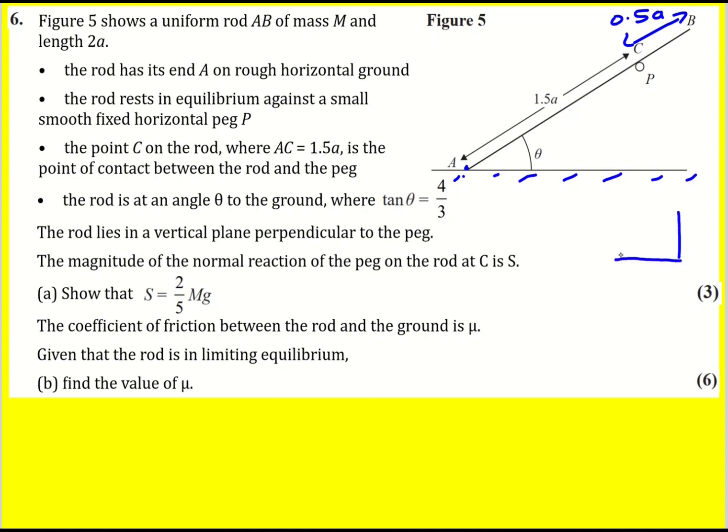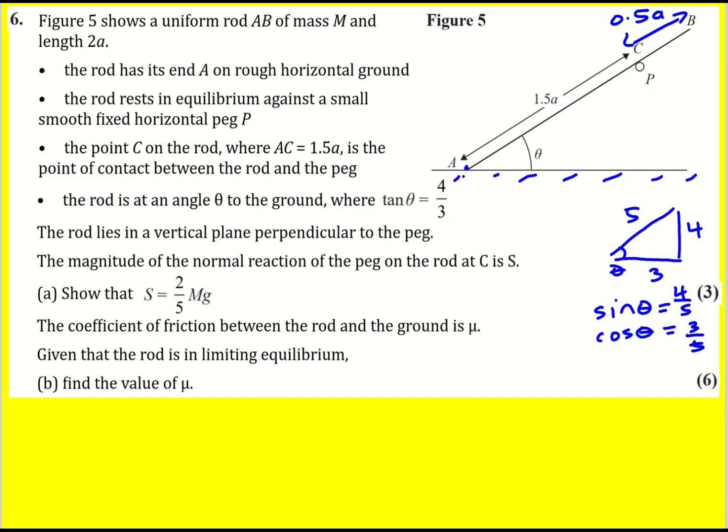In this past paper, this is the third one where we've had an angle in terms of tan and a fraction. So we've got 4/3 here. This will become a 3, 4, 5 triangle. Sine theta will be 4/5, and cos theta will be 3/5. And the magnitude of the normal reaction of the peg on the rod at C is S.